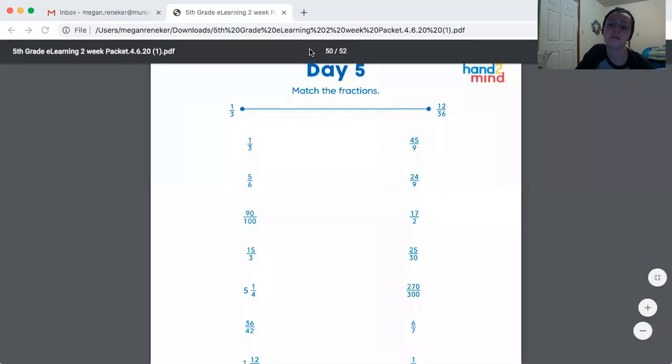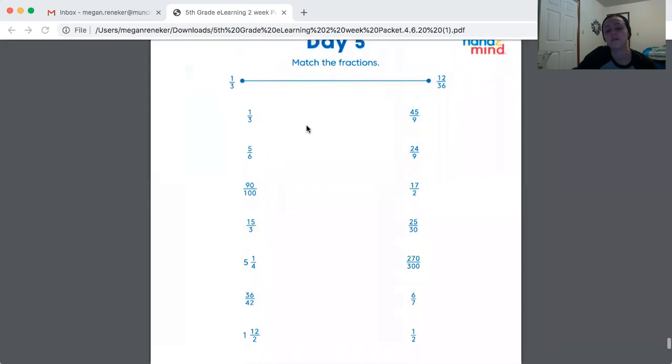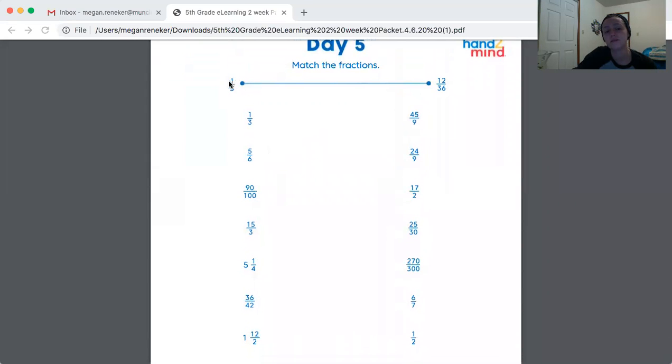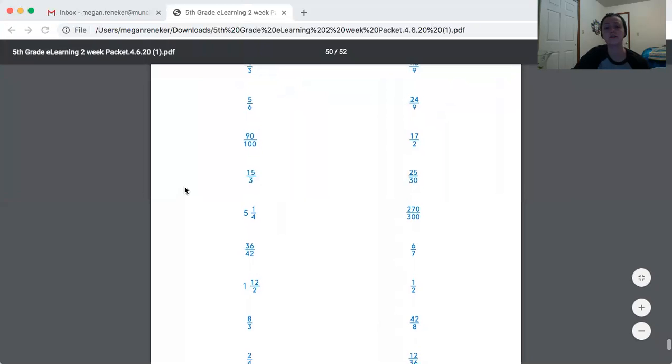Okay, so this right here is the first page we're going to look at. The instructions are to match the fractions. So we're going to look at the fractions on the left-hand side here and find equivalent fractions for them on the right-hand side. They've already told us that 1/3 matches 12/36, because if you take 1/3 times 12/12, it equals 12/36. So go ahead and draw a line on your paper from 1/3 to 12/36, because they already gave you that answer.